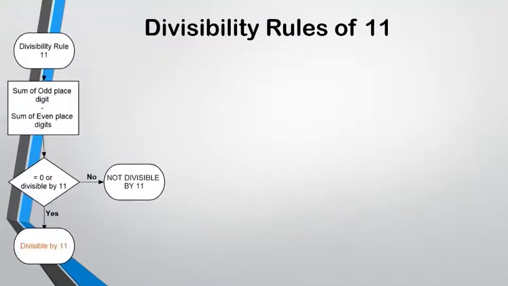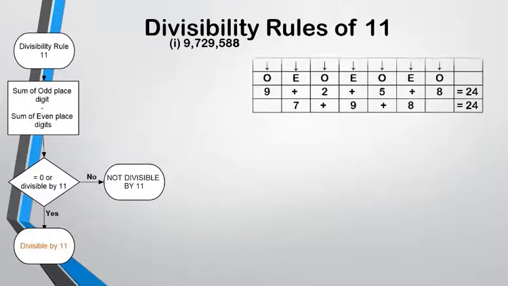Divisibility rule of 11 is that if the sum of the odd place digits minus the sum of even place digits is equal to 0 or is divisible by 11, then that number is divisible by 11. But if it is not 0 or the number is not divisible by 11, then that means that number is not divisible by 11. So let's check this first number.